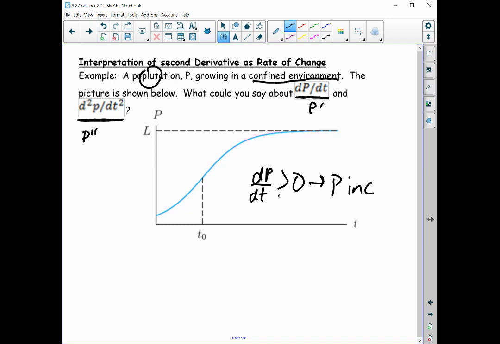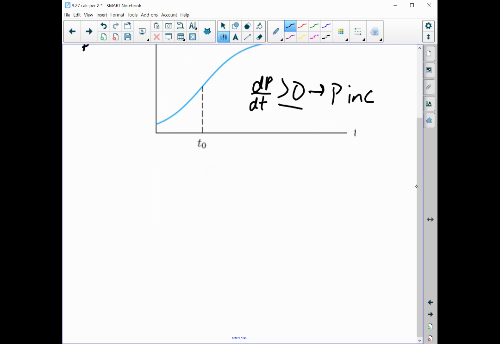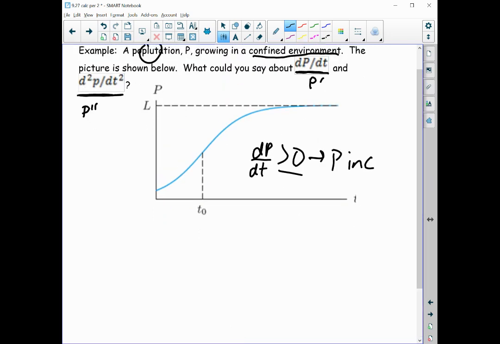I like to write it in inequality notation because it's faster, but if you're not comfortable with less than and greater than, just say "is positive" and you're good to go there, okay? Now for the second one, what could I say about the d squared p? I'm going to say d squared p over dt squared. That's the second derivative.